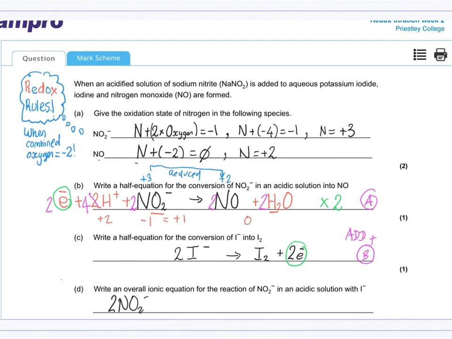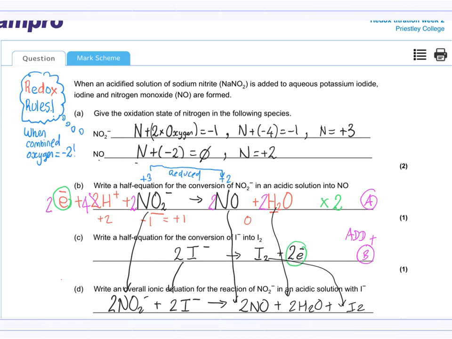Electrons should never appear in the overall redox equation. So we've got 2 moles of nitrite ions added to 2 moles of iodide ions on the left hand side, bringing down 2 moles of nitrogen monoxide on the right hand side and 2 moles of water, and don't forget your 4 moles of hydrogen ions on the left hand side that I nearly did. And the electrons, as I say, cancel out because there are 2 moles of electrons on both sides.